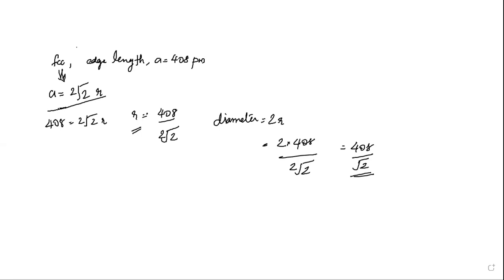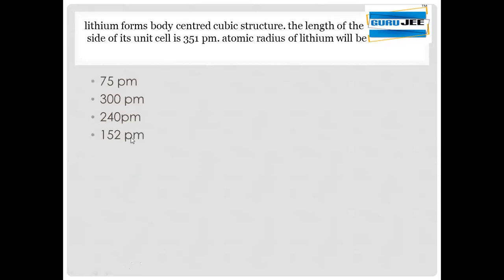Okay, can I move on to the next question? Yes, ma'am. So after substituting, we will get the answer as 288 picometer. Yes, ma'am. The next question is the same type of question. Lithium forms BCC structures, body centered cubic structure. The length of the side of its unit cell is 351 picometer. Then find out the atomic radius.